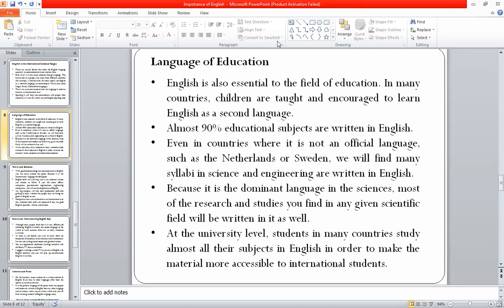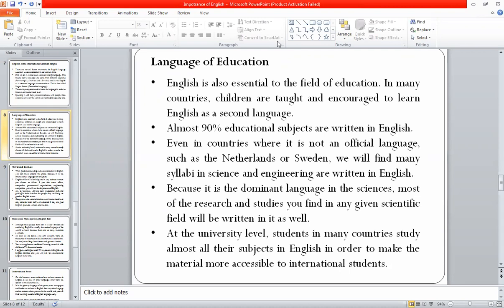You can translate that content for your understanding purpose, but you can't write in your own mother tongue. So even in countries where it is not an official language, such as the Netherlands or Sweden, we will find many such syllabi in science and engineering written in English. So you will find the syllabus or curriculum of science and engineering, medical fields, pharmaceutical fields, hotel management fields, media, international press media, have their syllabi in the English language.